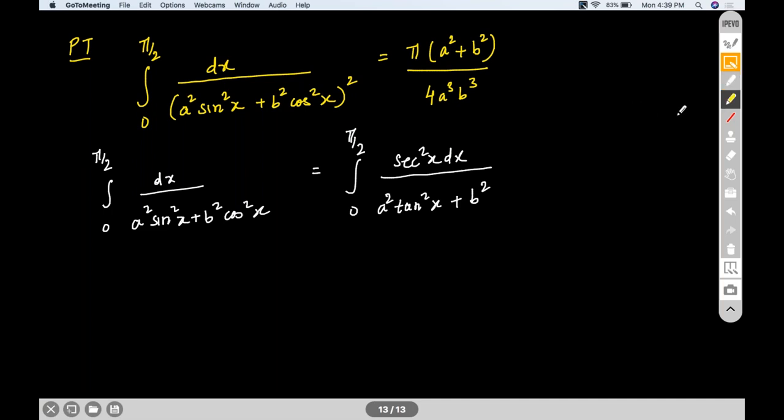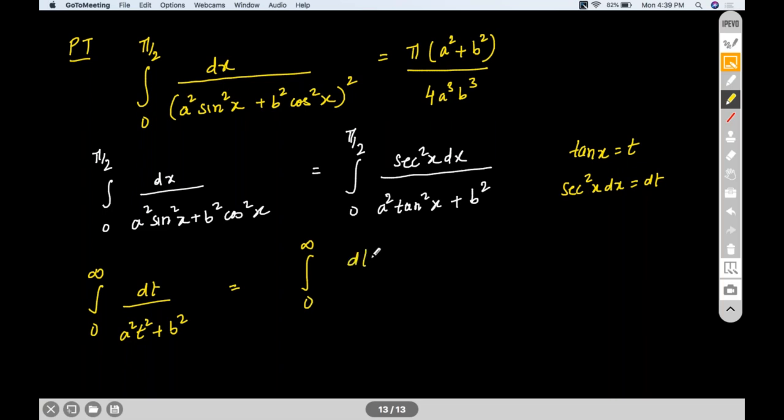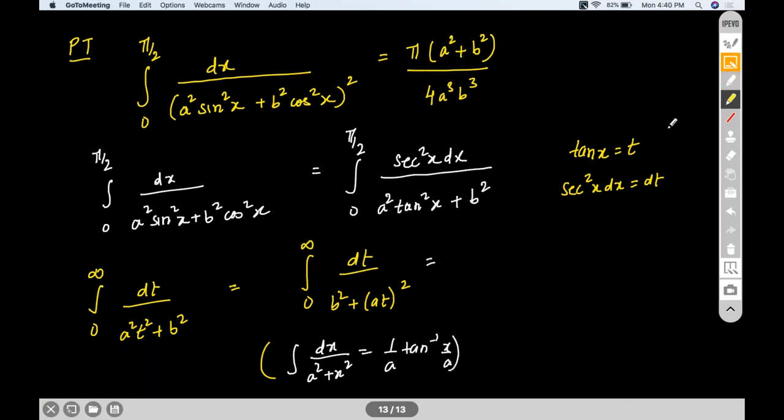Then of course you would take your tan x to be t. So secant square x dx will be your dt. So this would be from 0 to infinity, dt by a square t square plus b square, which is nothing but you can treat this as 0 to infinity, b square plus a t the whole square. So it is something like the form of the special integral a square plus x square. We know its result is 1 by a tan inverse x by a, so this will be similarly 1 by b tan inverse at by b, divided by a. So this will become ab.